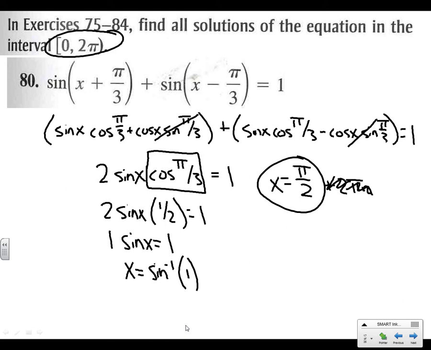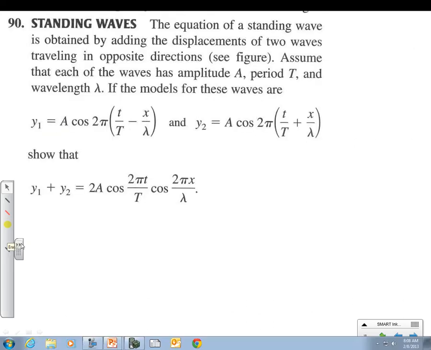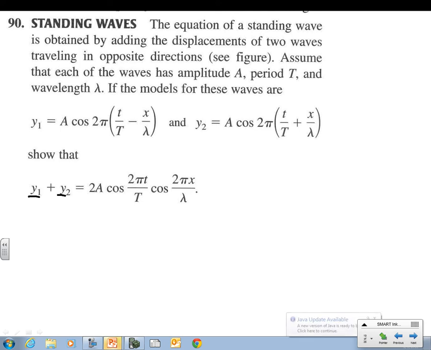Moving on to 90. All right, problem that looks very, very complicated. Turns out really not to be. They're saying, let's do y1 plus y2. And y1 is this. And we see here a cosine of a minus. So we just need to do the expansion. Things are going to cancel here pretty quickly in this problem, luckily for us. So let's take a look here.